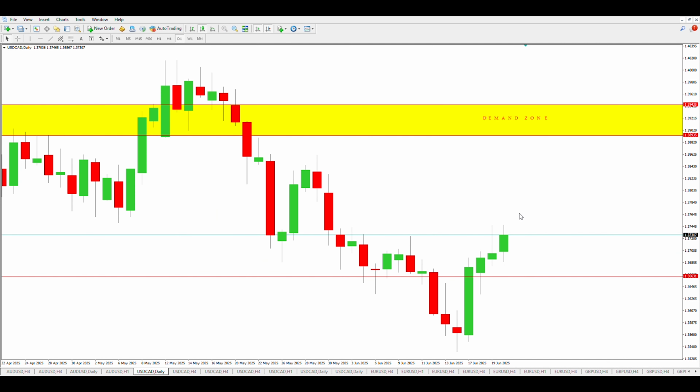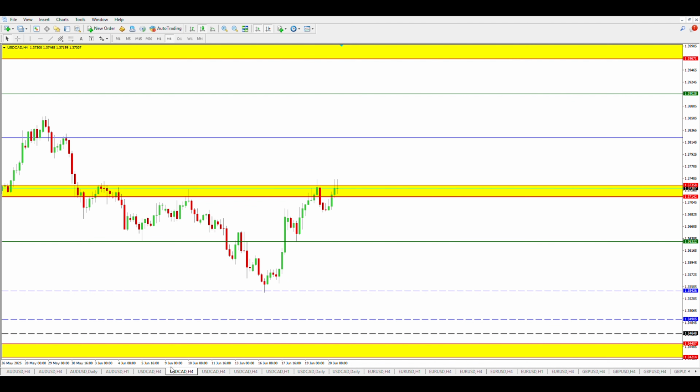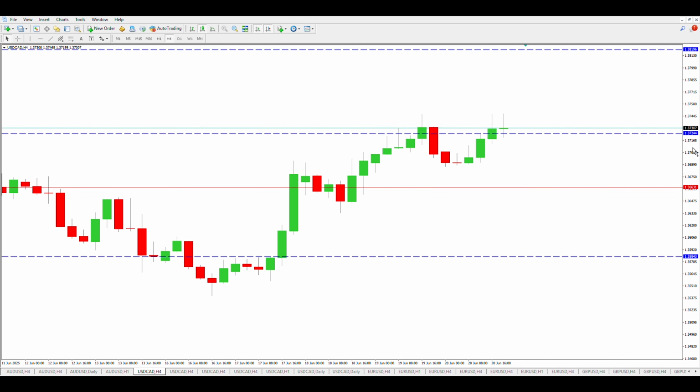In case the price comes down, you need to buy at 1.36631 and 1.35843. Don't hesitate to buy at those two levels, 1.36631 and 1.35843. Don't hesitate to buy back. All right, simple as that, and we're done for the day.